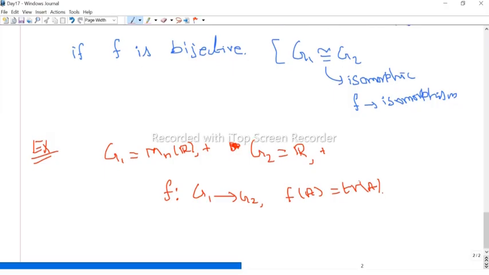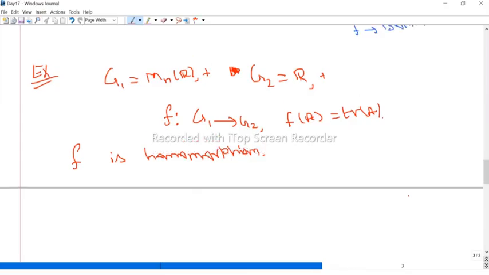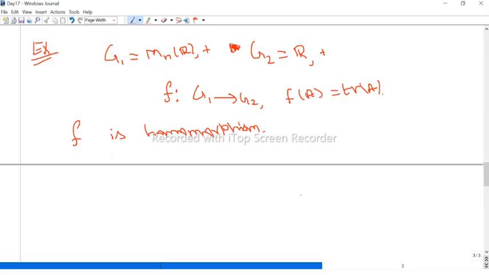Now we already proved that this F is a homomorphism, right? So F is a homomorphism is clear. Now we have to check whether this is 1-1 or not. So 1-1 means what? A different element should map to a different element. Is this 1-1? That means, do different matrices always have different traces? Need not be.